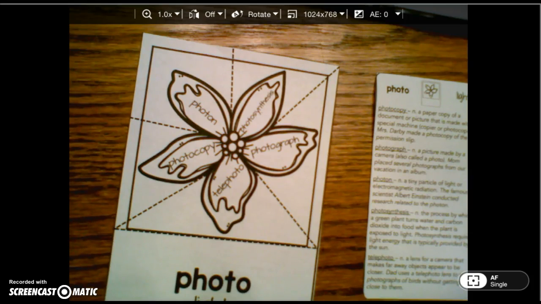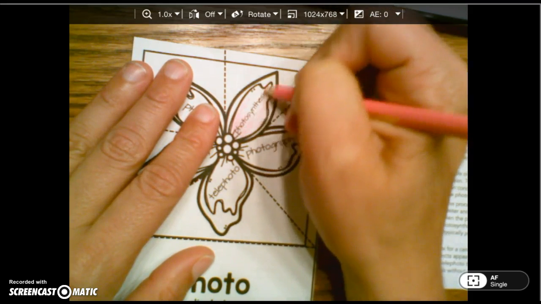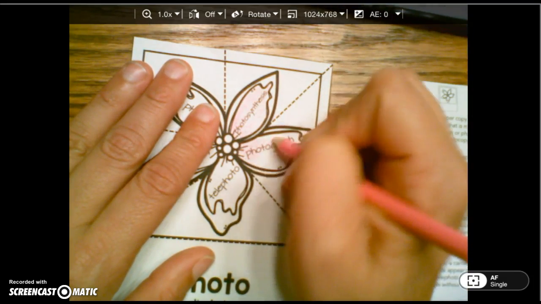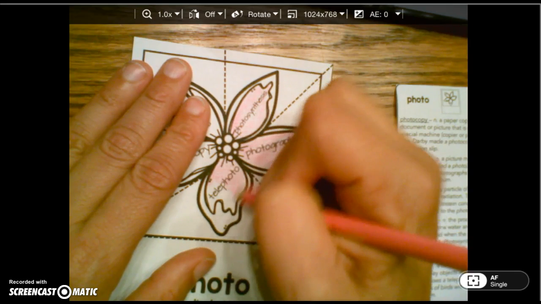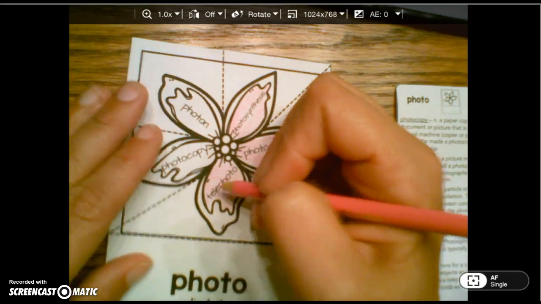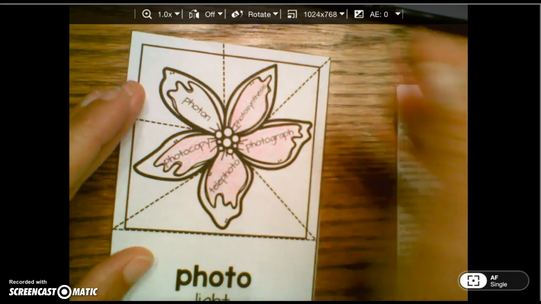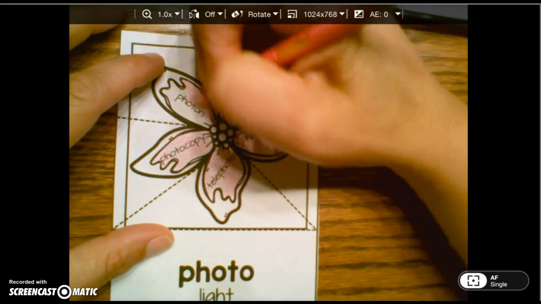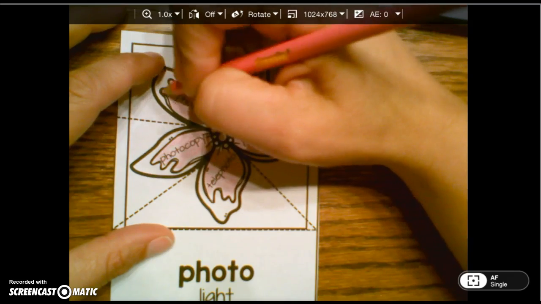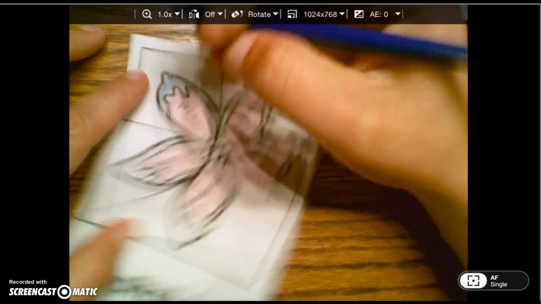If you want to take a few moments and color your flower, I would suggest using colored pencils because you want to be able to see your words. I don't want to spend too much time coloring our flower, but we always like to make things look pretty. Okay, so we're finishing up our coloring. Again, it shouldn't take you a long time to color. But you want to make sure it looks nice.